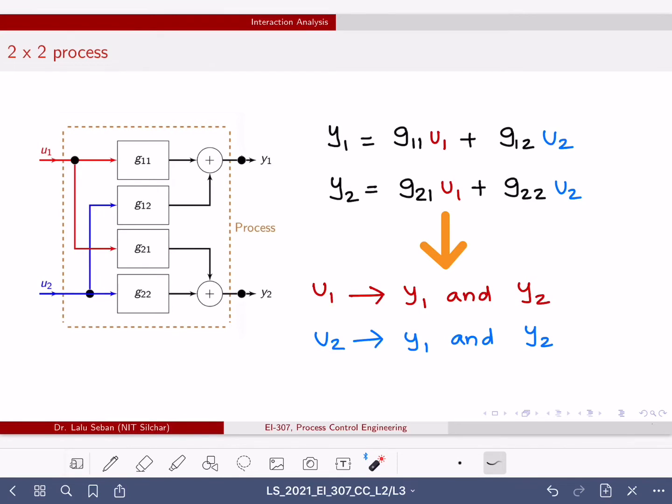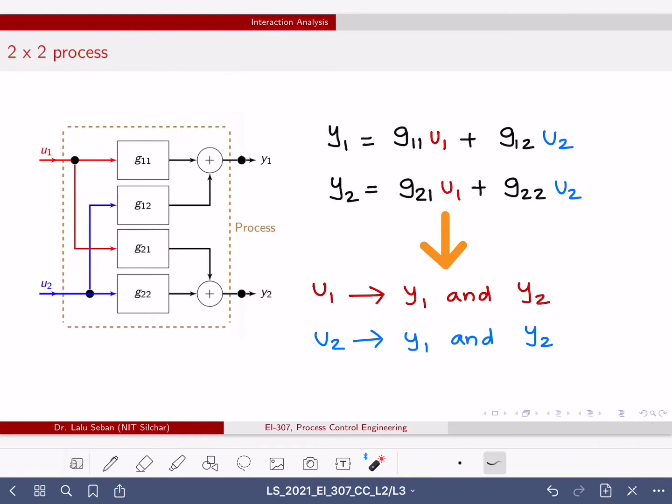And it's very clear that if the effect of u2 is more on y1 than on y2, and if the effect of u1 is more on y2 than on y1, we have to change our decision. We may have to go for off diagonal pairing. In diagonal pairing it will be y1 with u1 and y2 with u2. In off diagonal pairing it will be y1 with u2 and y2 with u1. So these are the different options.